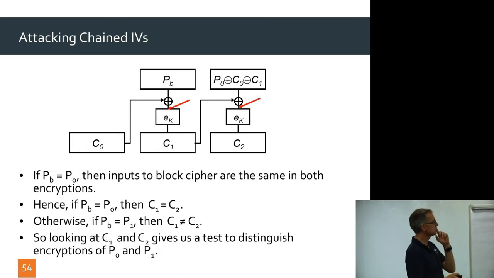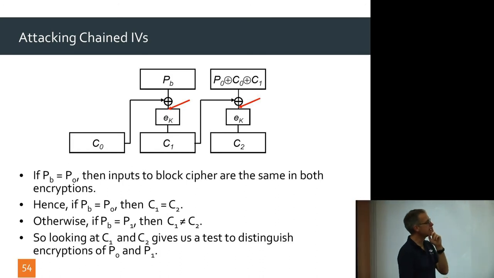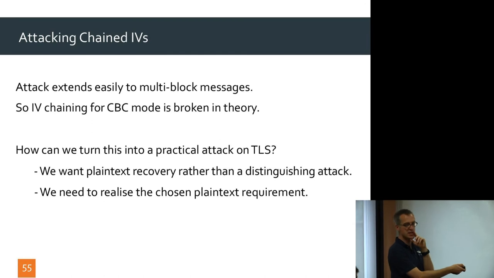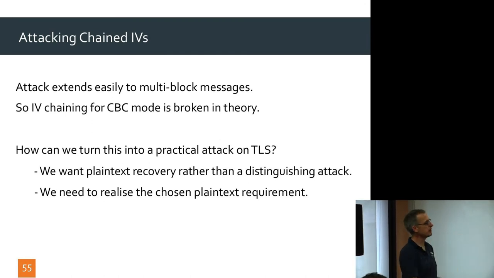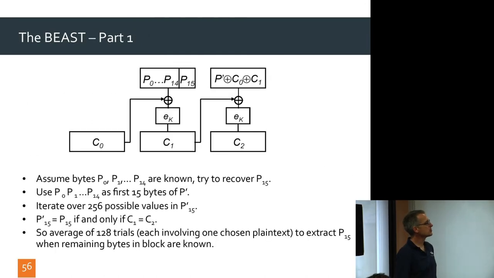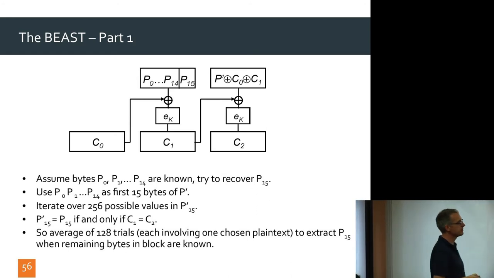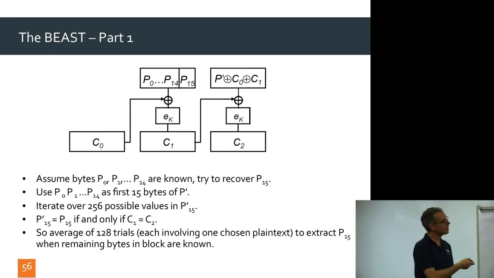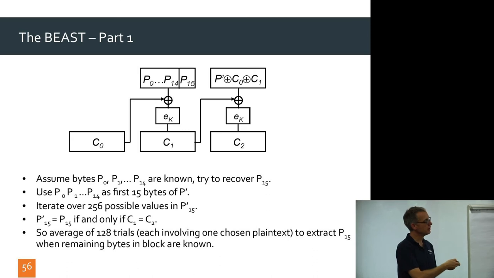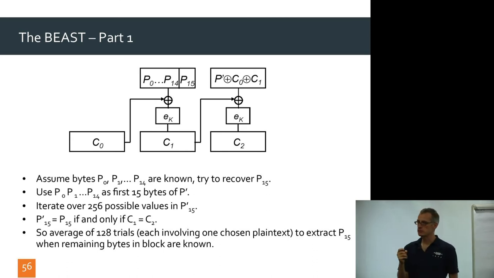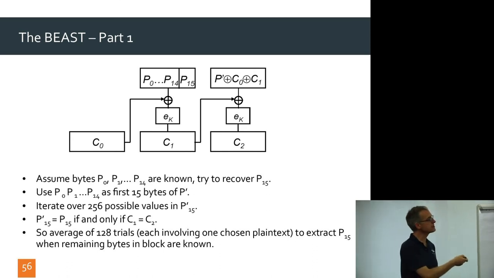Okay, so let's look now at going for plaintext recovery instead of distinguishing, and then we'll look at realizing the chosen plaintext requirement. So now let's suppose we're in a situation where we've got a plaintext block that we want to recover, but we've actually recovered most of it already. We know the first 15 bytes. So let's say the block cipher is AES here, okay? So we have 16 byte blocks, and we want to target this last byte, P15, and recover P15. Okay?